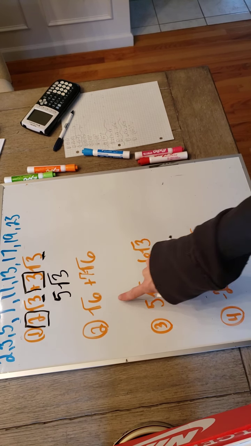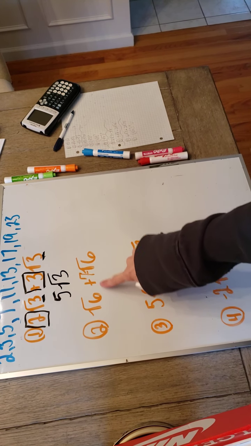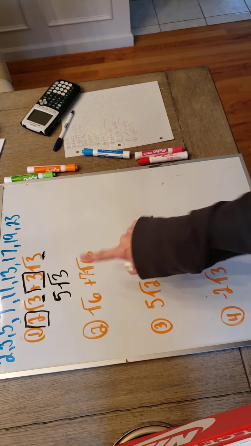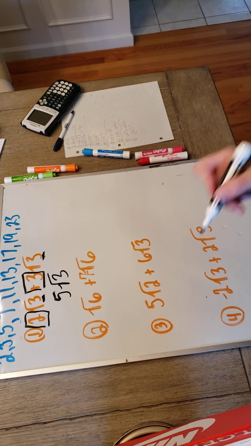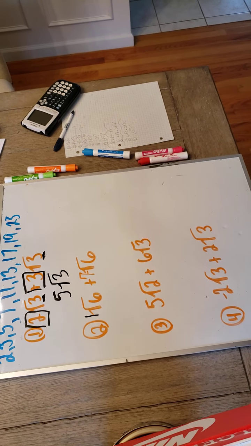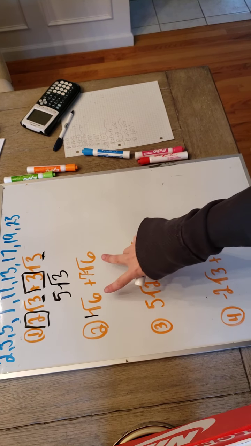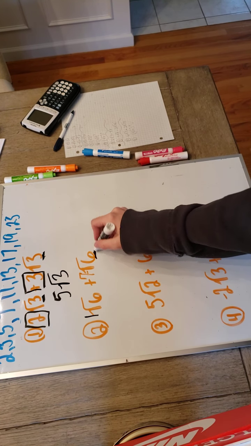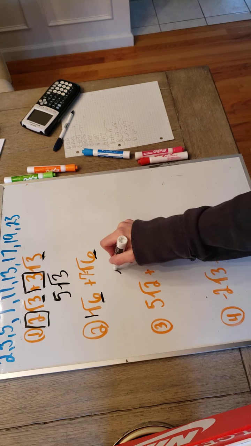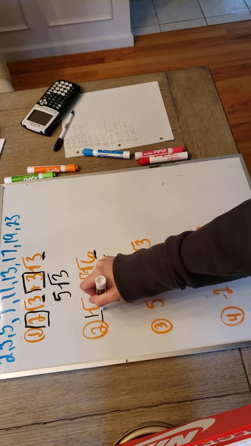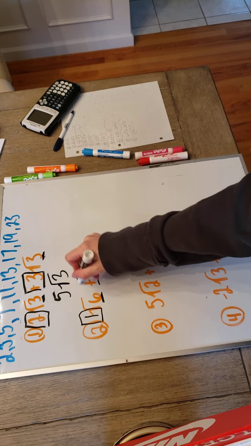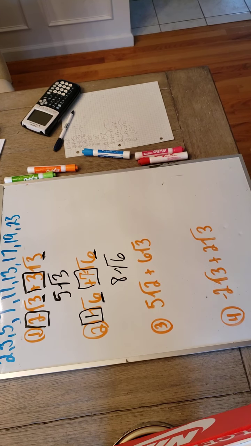So now this one, we have root 6 plus 7 root 6. Just like the first chapter when we had an x but we didn't have a number in front of it, there was a 1. Same thing here. Look at the numbers under the radical. Are they the same? Yes, they are. So drop it down. 1 plus 7 is 8.